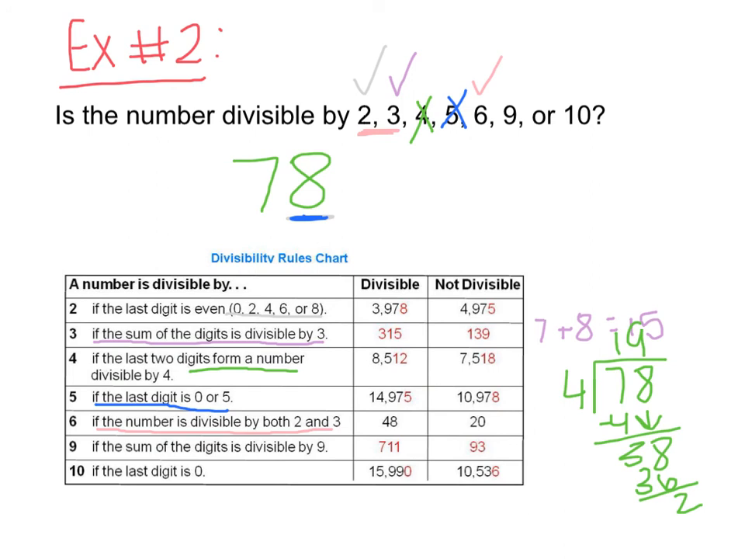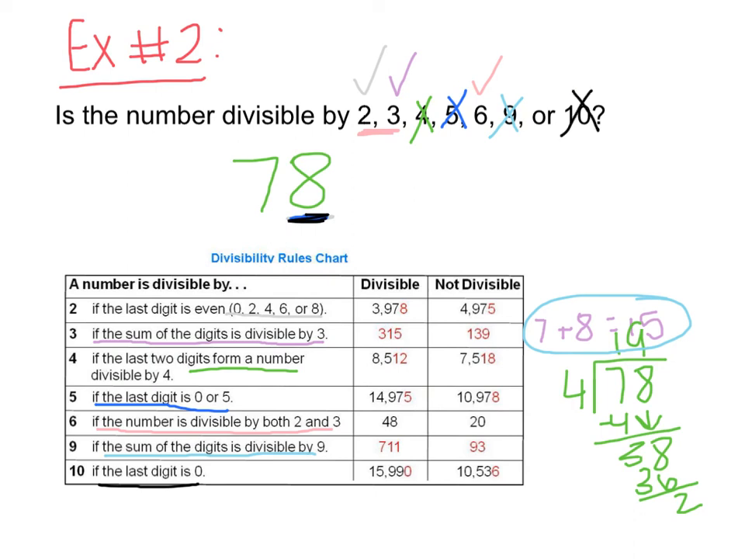Moving on to 9. If the sum of the digits is divisible by 9. And we did the sum up here. 7 plus 8 is 15. And 15 cannot be evenly divided by 9. So 9 is not an answer. And then the last one, 10. If the last digit is 0, and it's not a 0, it's an 8. So it is not divisible by 10.